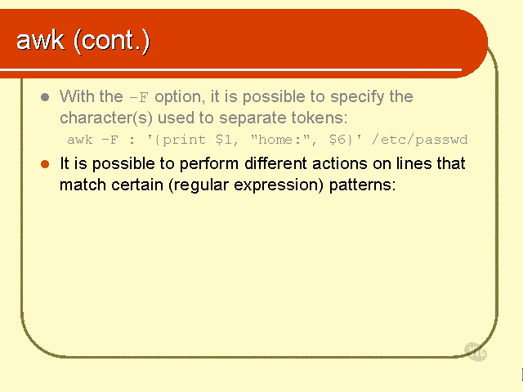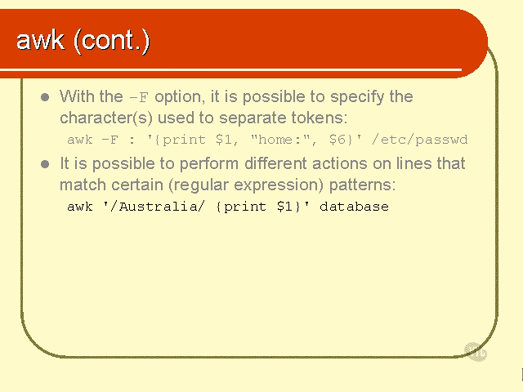Now it's actually possible to perform different actions on lines that match certain patterns. In other words, you can have one collection of actions for lines that match one pattern, and another collection of actions for lines that match a different pattern. For example, for all the lines that have got the word Australia somewhere in the line, we just want to print out the very first parameter on that line, whatever that happens to be.